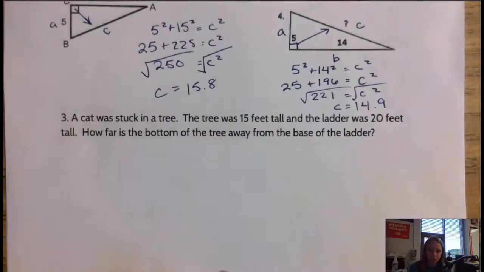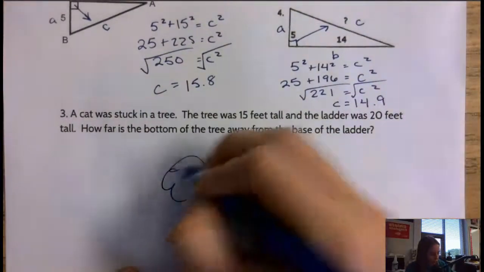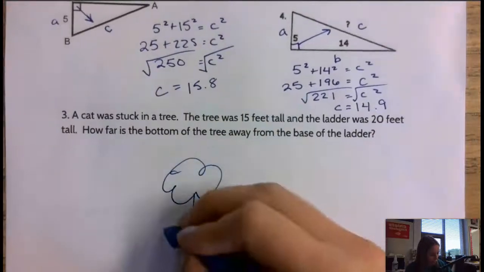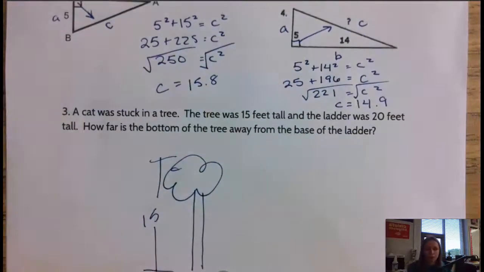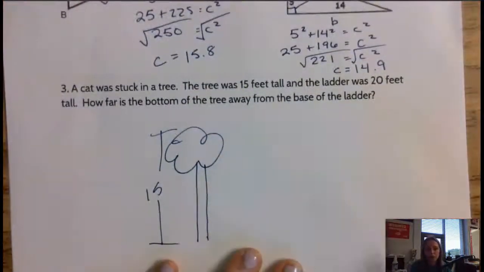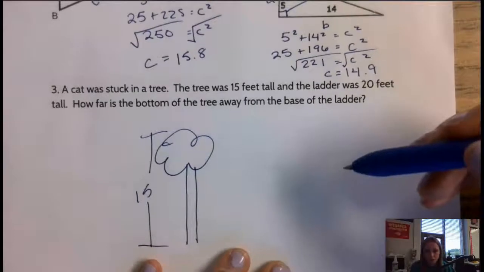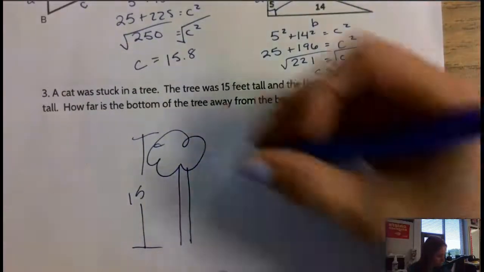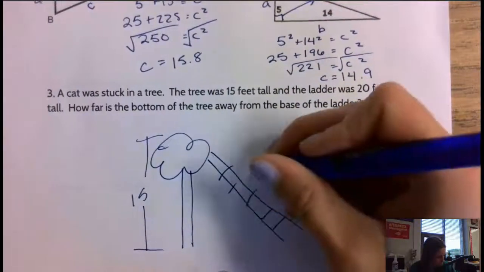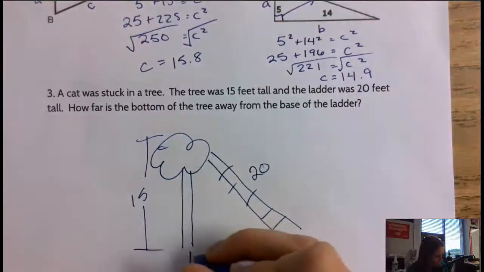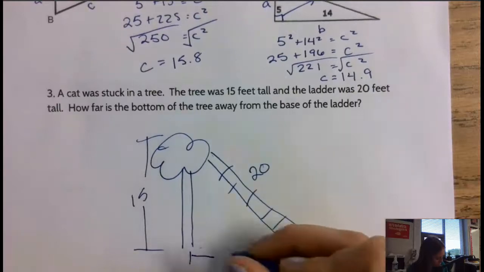A cat was stuck in the tree. The tree is 15 feet tall, so here's that tree, and this is 15 feet. Okay, there we go. Then there's a ladder that's 20 feet tall. How far away is it from the tree? So here's our ladder, and that's 20 feet, and we want to know what this distance is here.